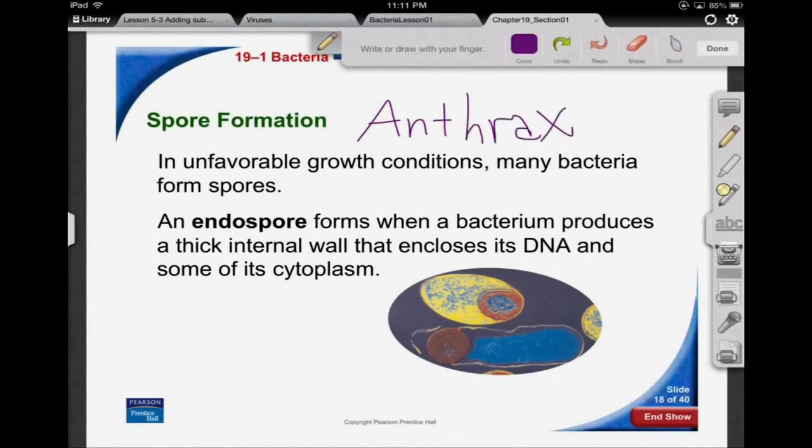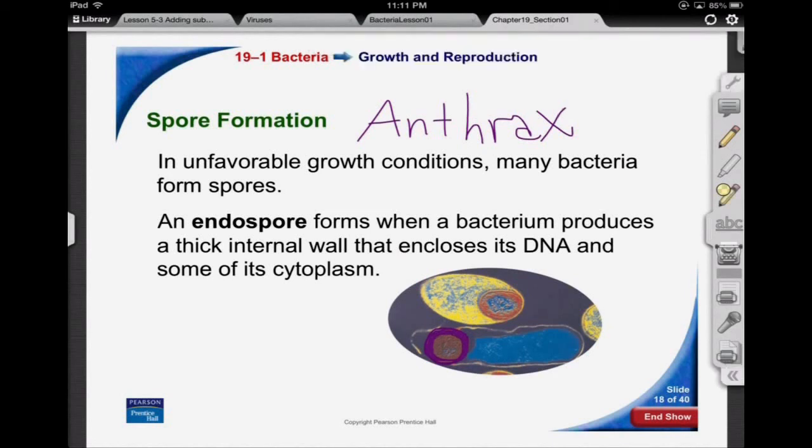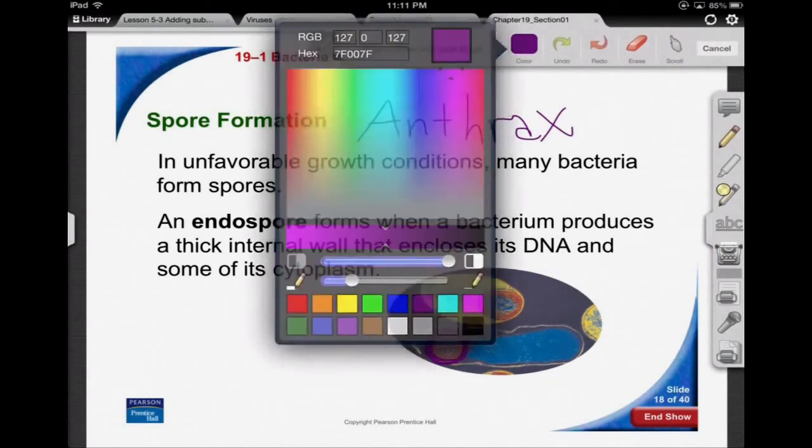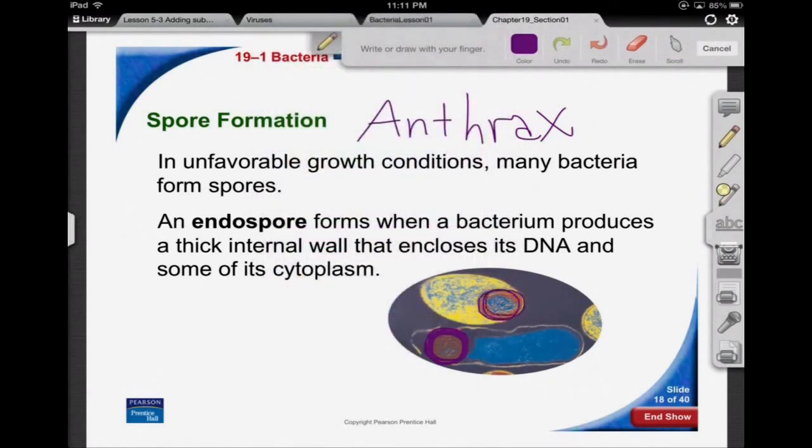What they'll do is they'll form this little thing called an endospore. And they literally dehydrate themselves, and they create this portion in a cell called the endospore, right there. And it is kind of like the name says, the emphasis is on spore.